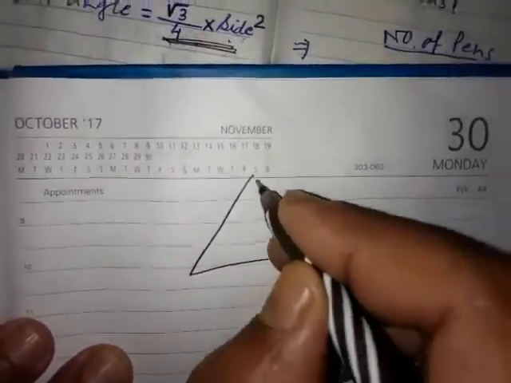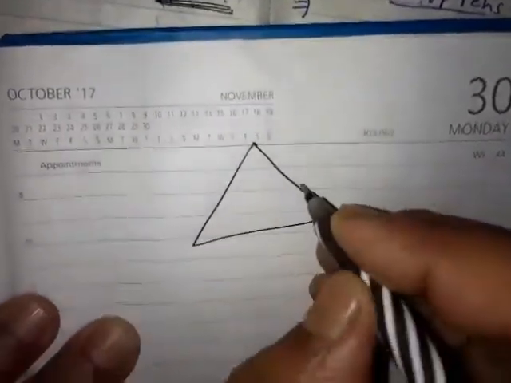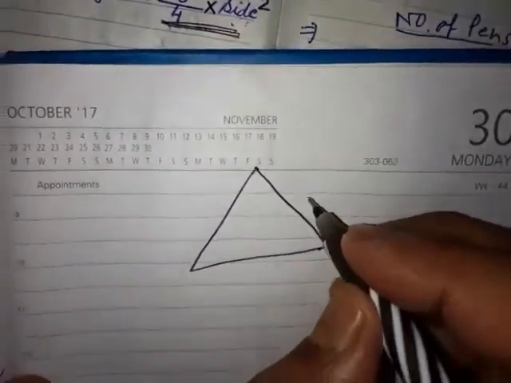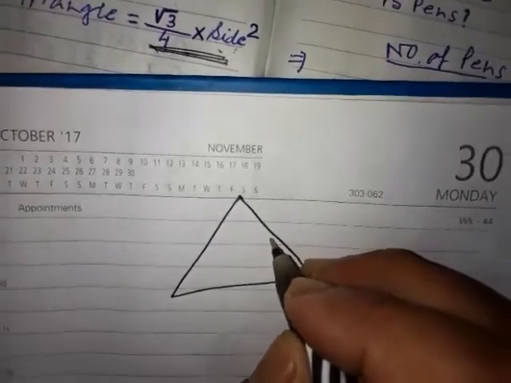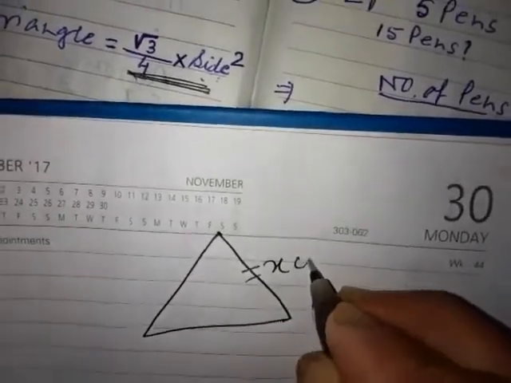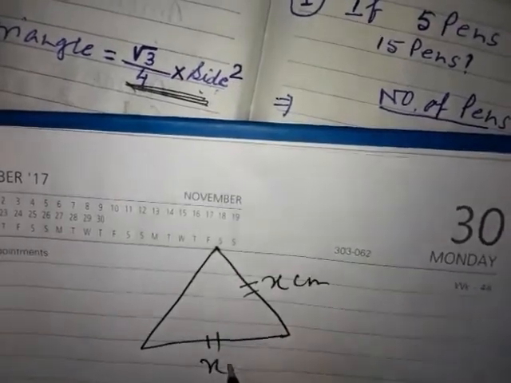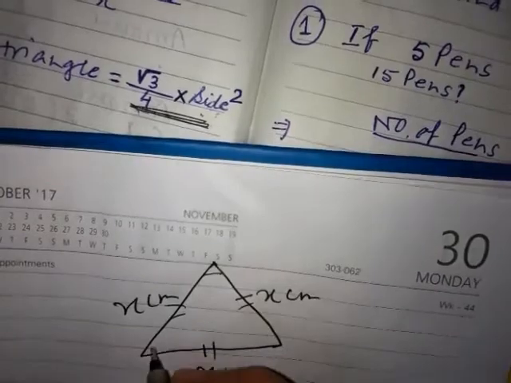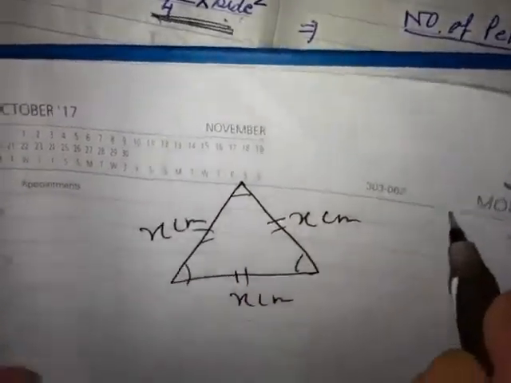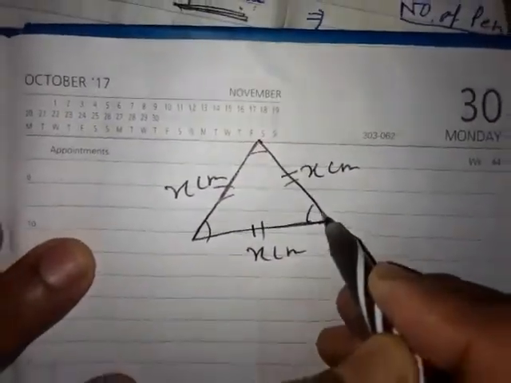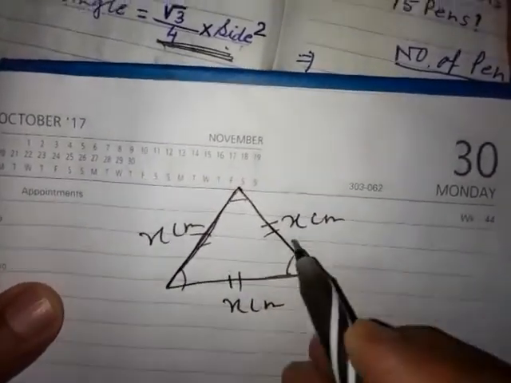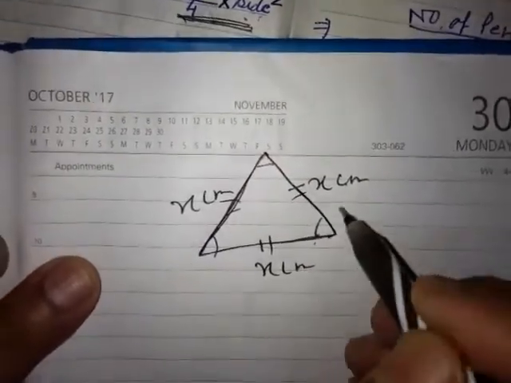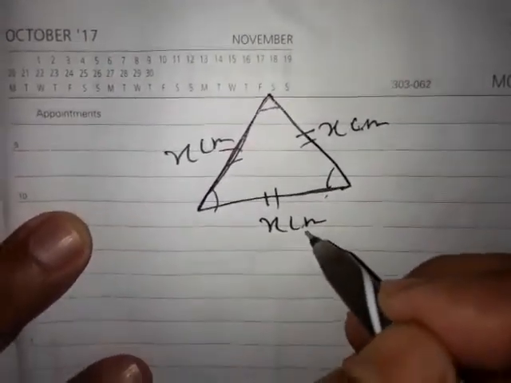What is an equilateral triangle? Suppose I draw a triangle like this, in which all three sides are equal in length; they are called an equilateral triangle. Suppose this one is x centimeter. Then what is this one? X centimeter. What is this one? X centimeter. And you know all the angles are 60 degrees. I am not going with the angle, I am just going with the basis of the side. So a triangle in which all three sides are equal is called an equilateral triangle.